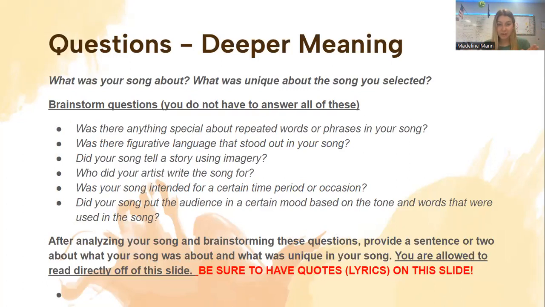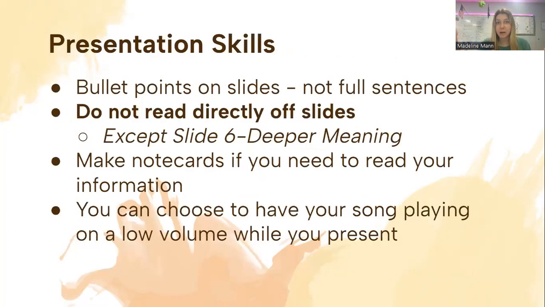Brainstorm it, figure out what's unique about it, and then after that, you are allowed to actually write full sentences on this slide. I know I have that rule about no full sentences, and we're going to talk about that in just a second. But after analyzing your song and brainstorming some of these questions, provide a sentence or 2 about what your song was about and what made your song unique. You're allowed to read directly off of this slide because I do want to see quoted lyrics that back up the meaning that you believe your song is about. So this one can look paragraph style, the other ones need to be bullet points. And we'll talk about that right now.